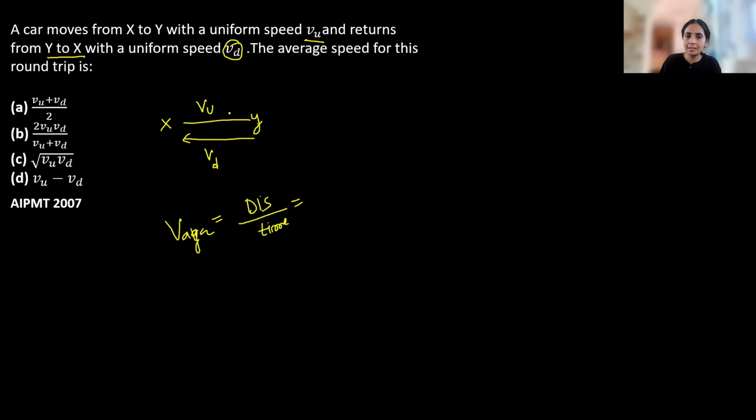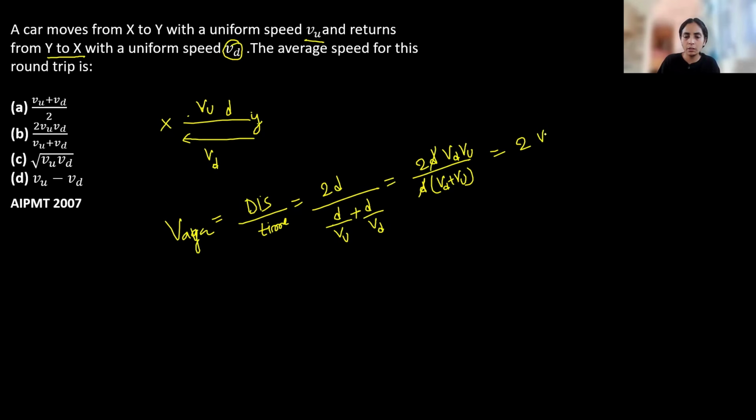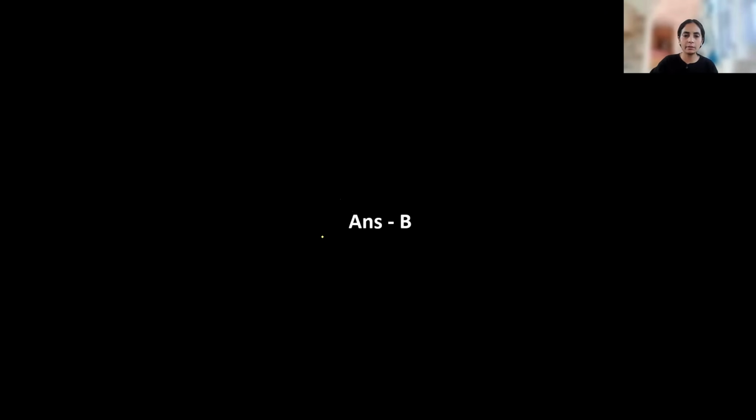Okay, so overall total distance covered will be equal to how much? Let's say this distance is D. So total distance covered is 2D. What is the time taken? So first D is getting covered with VU speed. So time will be D by VU. And second D is getting covered with VD speed. So that will be equal to D by VD. Okay. So this is equal to 2D by D, and this is VD plus VU into VD into VU. So D will get cancelled and the answer will be 2 VD VU divided by VD plus VU. Okay. So this is going to be your correct answer. So answer should be equal to B. Let us check first. Yeah.